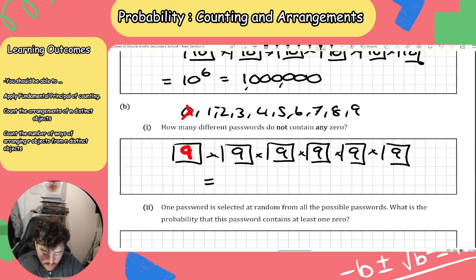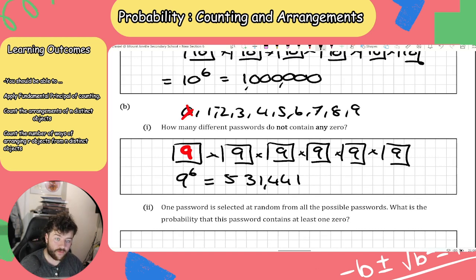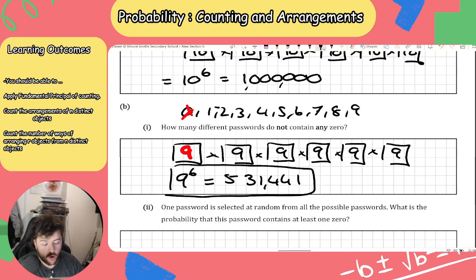Which is going to be 9 times 9 times 9 times 9 times 9 times 9, which is 9 to the power of 6, which is 531,441. That's how many passwords we have with no 0 in them.